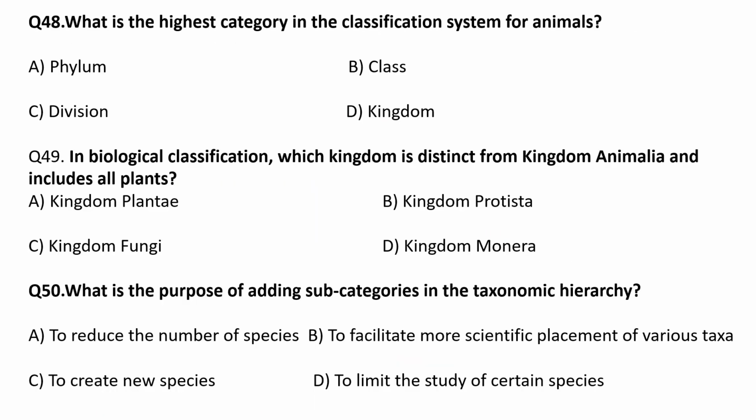What is the highest category in the classification system for animals? The highest category is the kingdom. In biological classification, which kingdom is distinct from kingdom Animalia and includes all plants? It is kingdom Plantae. What is the purpose of adding subcategories in the taxonomy hierarchy? It is to facilitate more scientific placement of various taxa. B is the correct option.